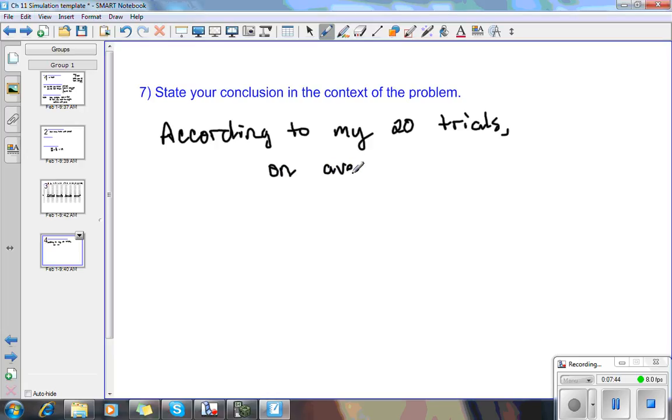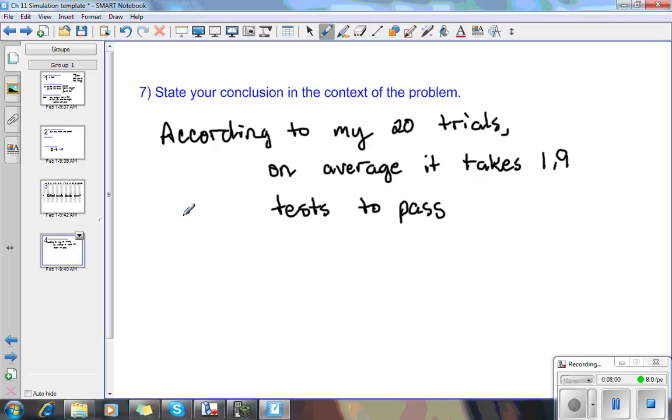On average, it takes 1.9 tests to pass. Let's say driving tests, for some additional context. And so that would be reporting my results.